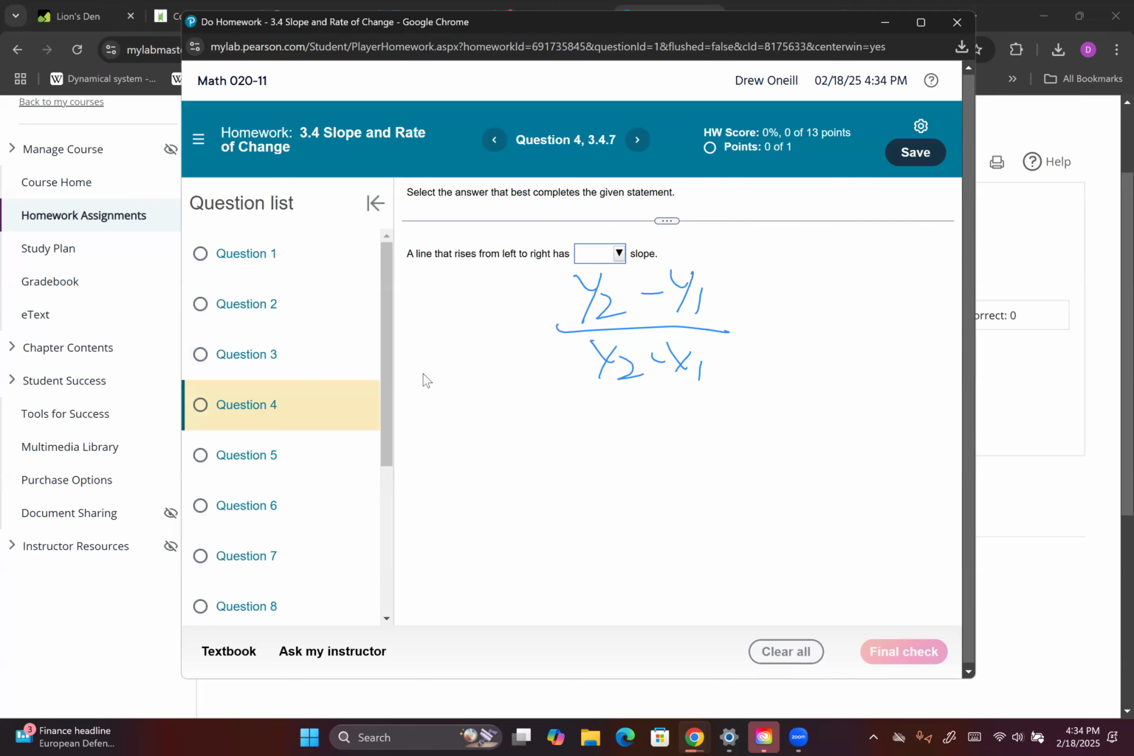Moving on. A line that rises from left to right, meaning if you start from the left and you go to the right, it rises. It means it's going up. Is that slope positive or negative? That's positive.